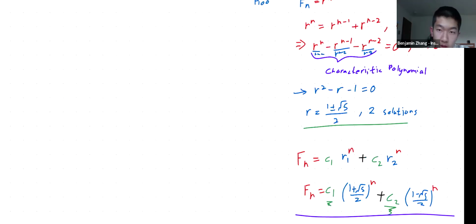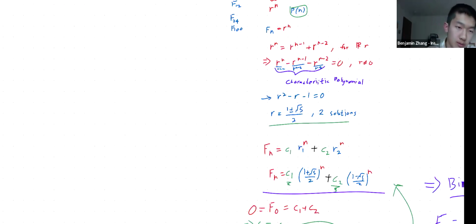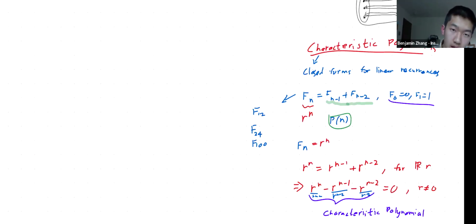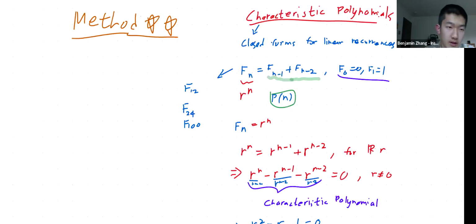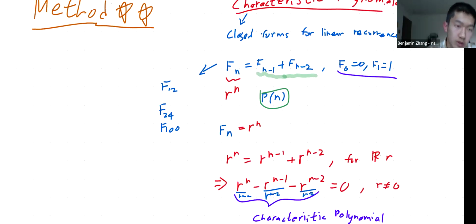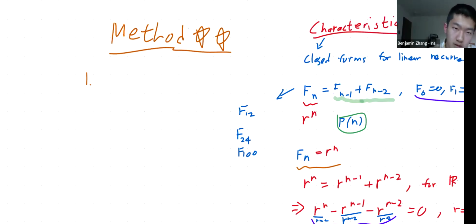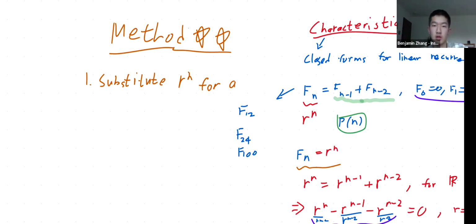Okay, so here's the method. I'll write it on the side. And this is the most important part. If you were to take away one thing from this lesson, this would be it. The method for solving the system of linear recurrences is, one, if we look over here, this first plug-in step, which is we substitute r to the n for a_n. So that's the first step to solving linear recurrences.